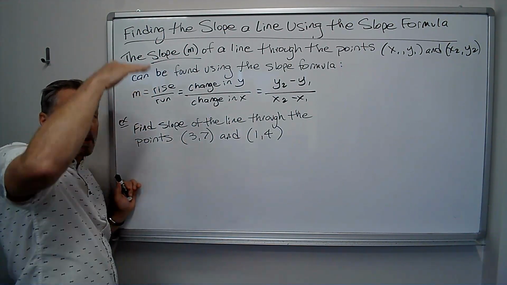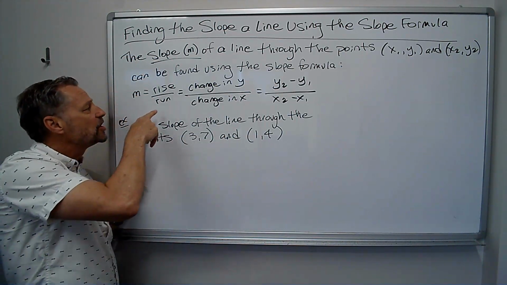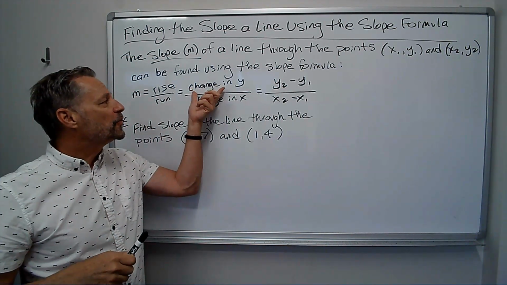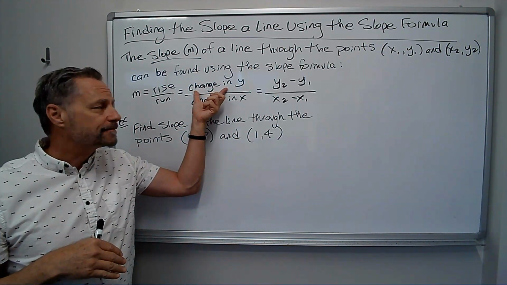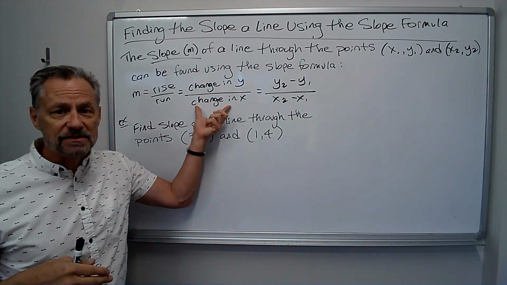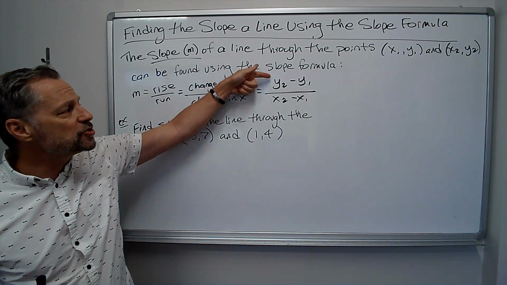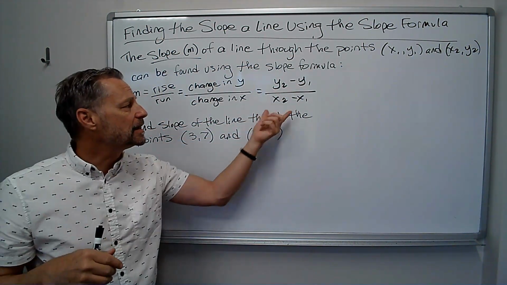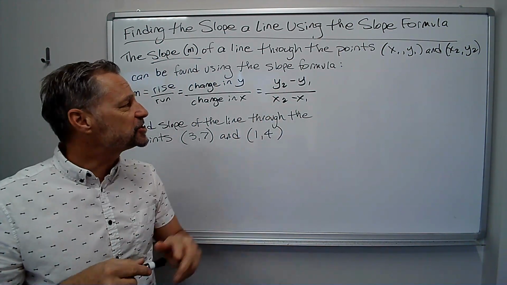So the ratio of how much it goes up or down, that's the rise, over how much it goes left to right, the run. So the rise is the change in y, and the run is the change in x. So formula-wise, it'd be y2 minus y1, the difference in the y values. That shows us the change in the y, over x2 minus x1, the change in the x.